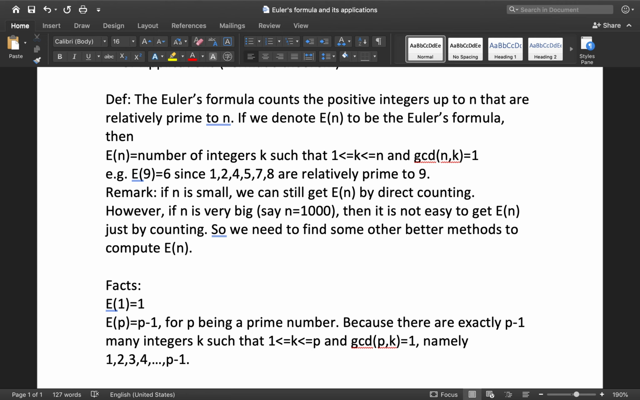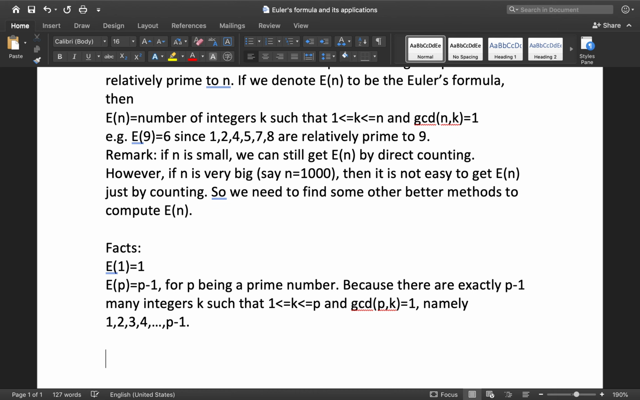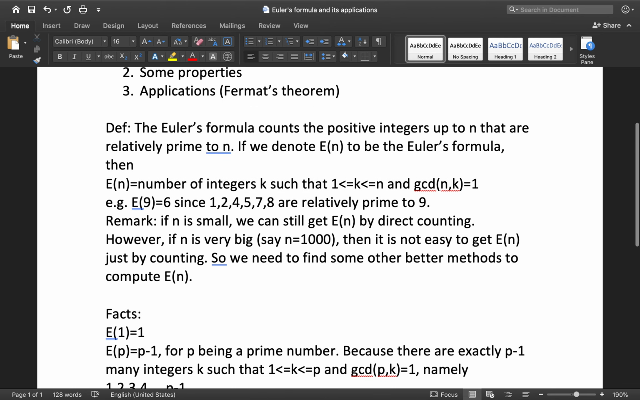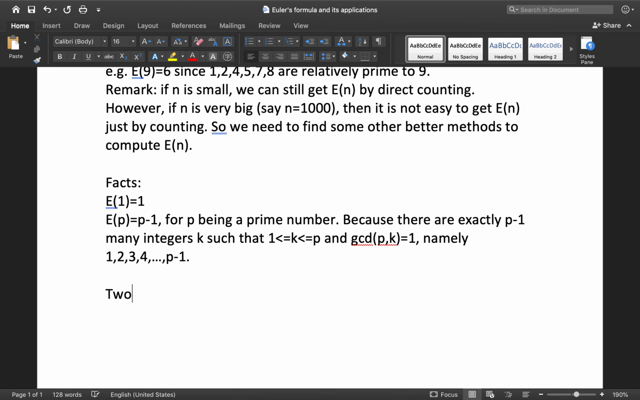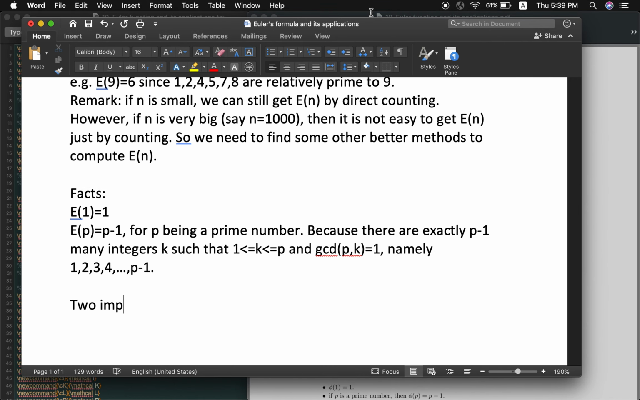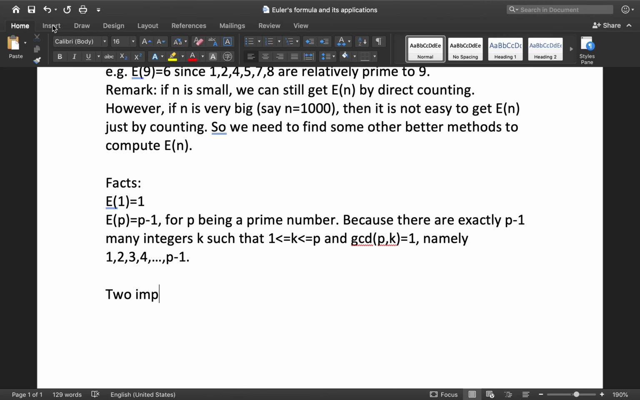It's very easy. But don't just think it's easy, because in fact we will use those facts to build up some other formulas. That is the purpose why we have to talk about those properties. Now, after these two facts, let me give you some other properties. So actually, I'm talking about the second part already. So let me give you two important properties.